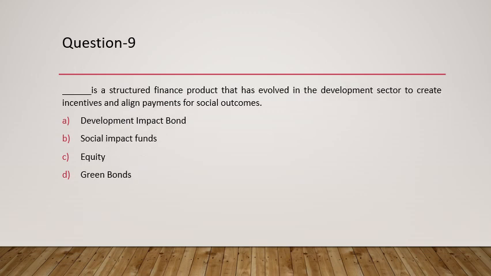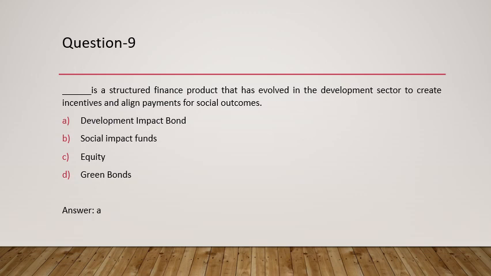I move on to question number 9, which is, it is a structured finance product that has evolved in development sector to create incentives and align payments for social outcomes. It's very obvious. I mean, the answer for this should be A, which is development impact bond. So we have development impact bond, which is a structured finance, and it has helped in creating incentives and align payments for the social outcome.